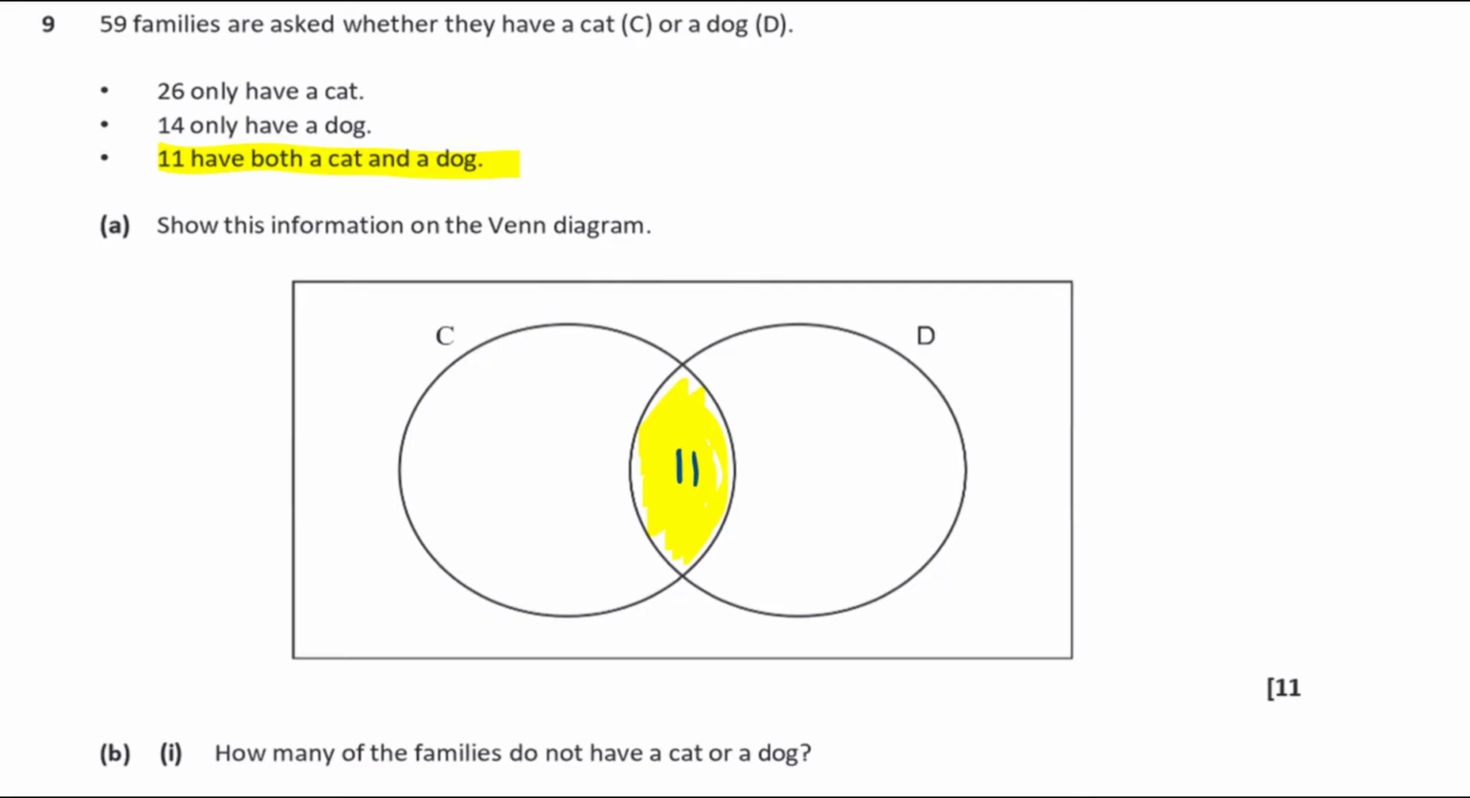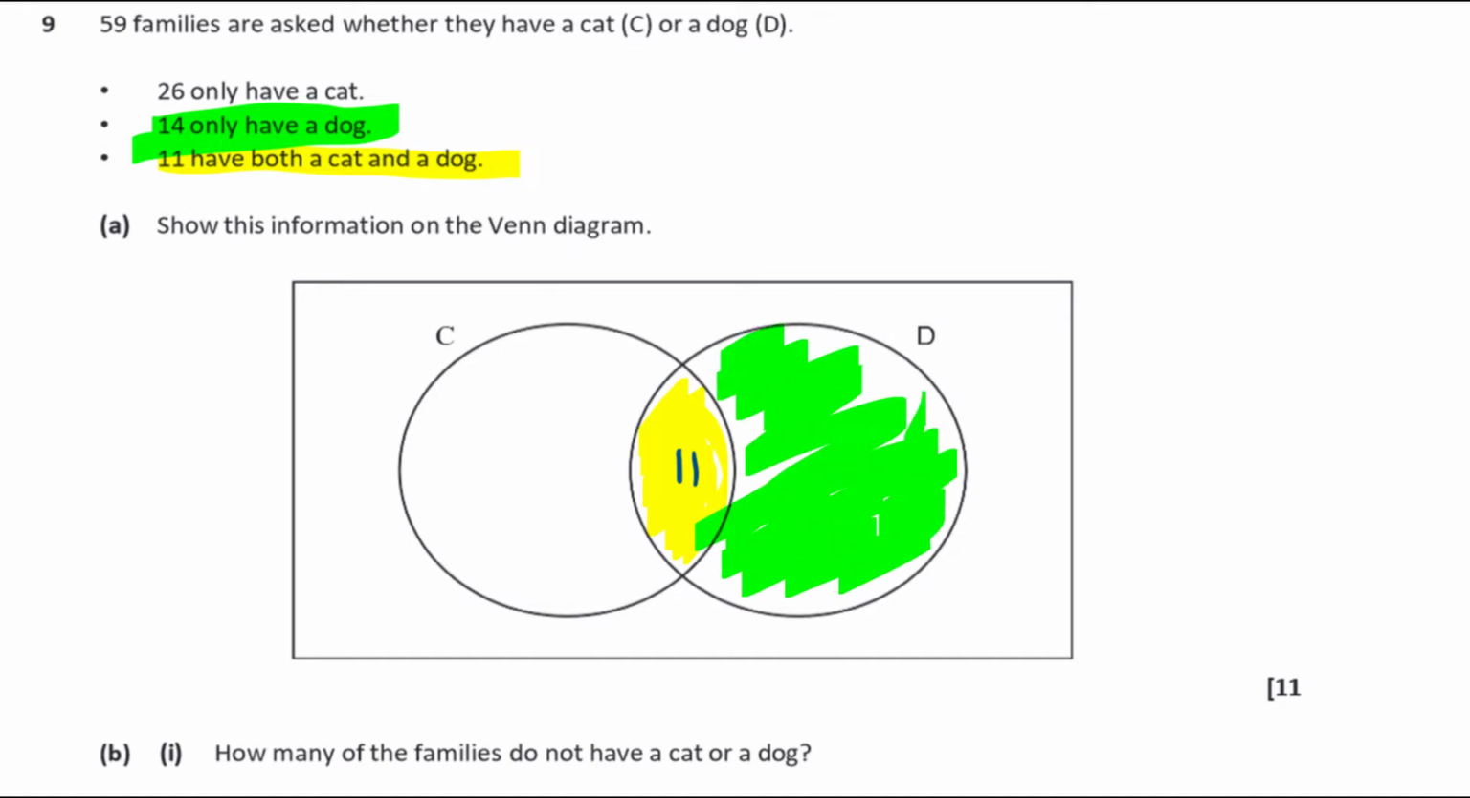Okay, and then what about the other two statements? 14 only have a dog, so that is outside the cat circle, so it's going to be this bit over here, isn't it? This is only dog. Okay, so that is going to be 14. And then we've got the statement 26 only have a cat. So cat only is going to be this part of my Venn diagram over here. So that is 26. Okay.